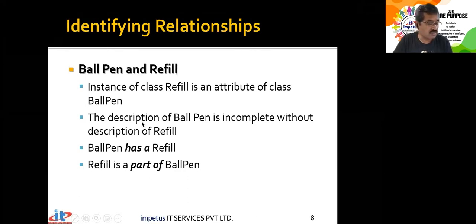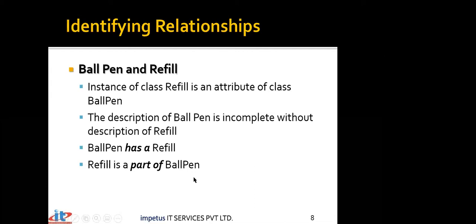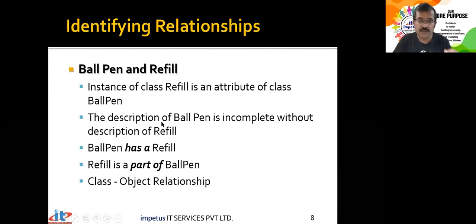Yes, Nikhilesh, what's the question? Okay. So it's class object relationship. So always keep in mind, composition is always class object relationship. So it's composition kind of relationship that is there.